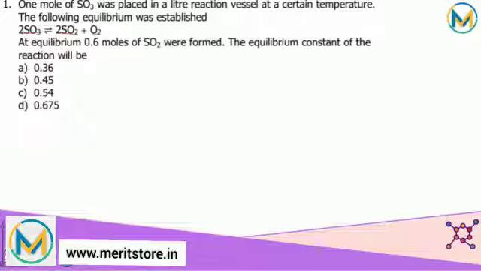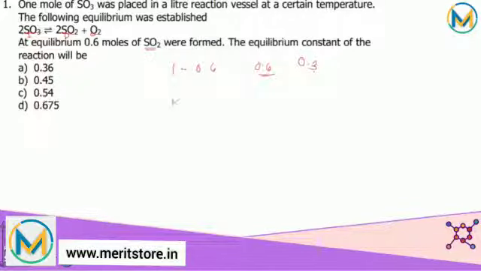So initially we know there is 1 mole of SO3 and 0 moles of products. But at equilibrium we know 0.6 moles of SO2 is produced. So SO3 will be 1 minus 0.6, SO2 will be 0.6 and O2 will be 0.3. Why? Because there are 2 moles of SO2, so for 1 mole it is 0.3.